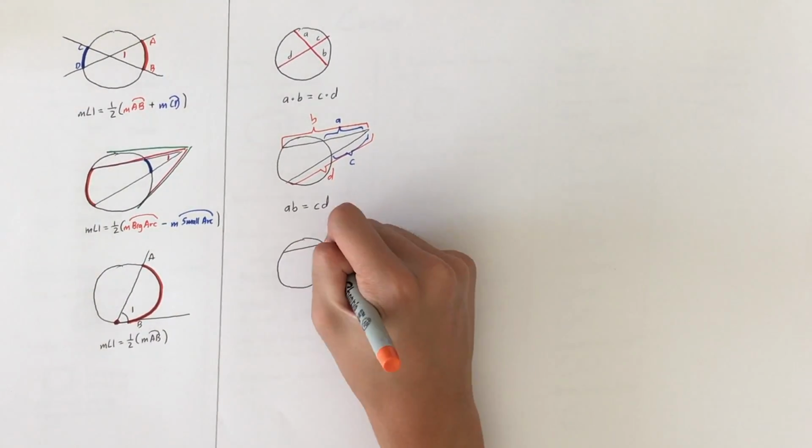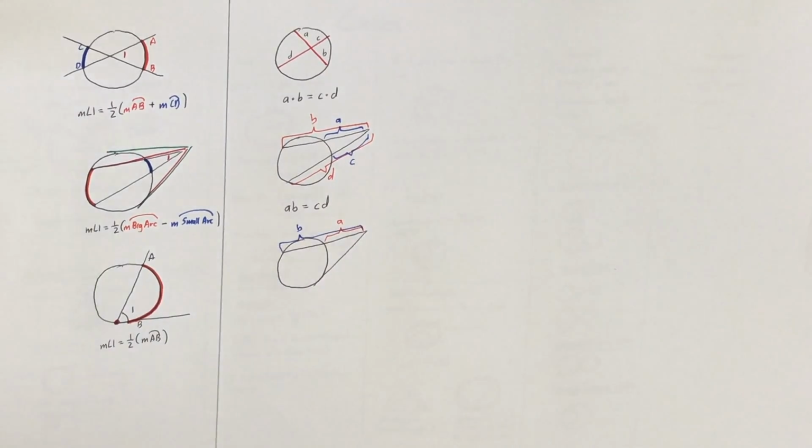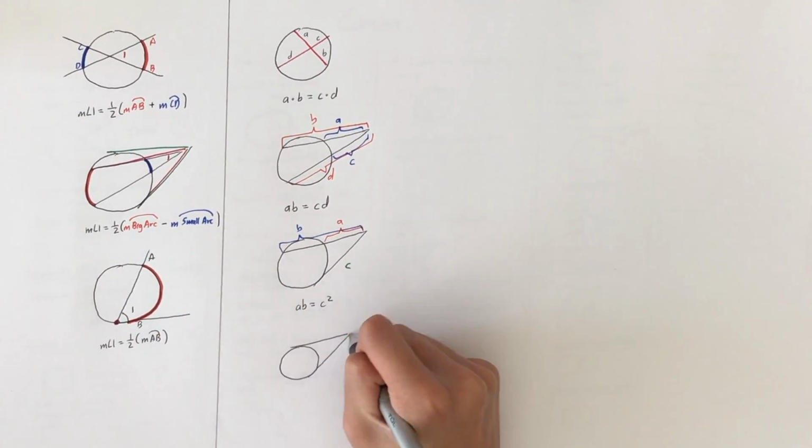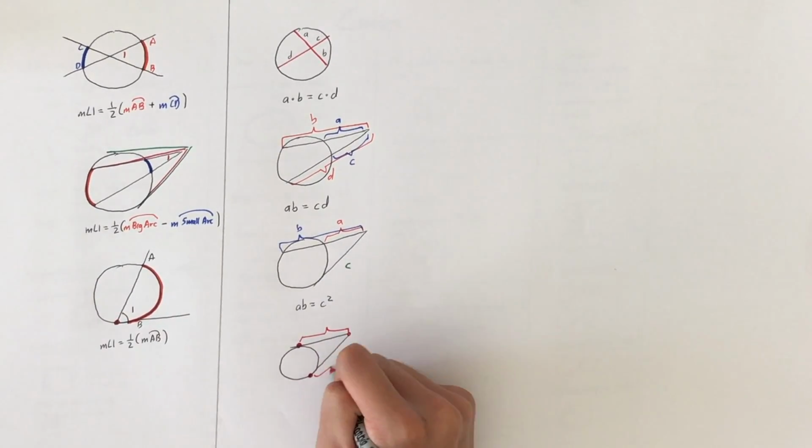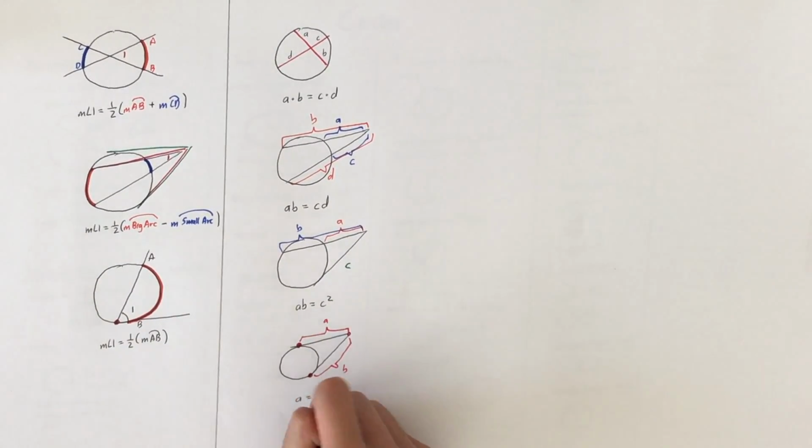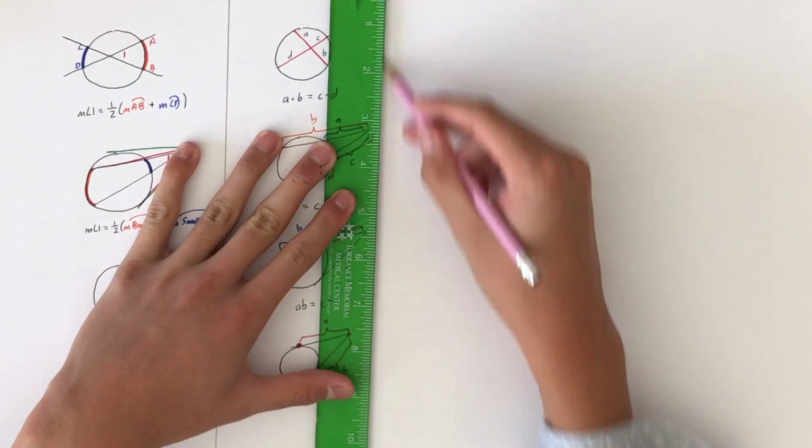And if a secant and a tangent intersect outside of a circle, then the outer part of the secant multiplied by the whole secant is equal to the length of the tangent squared. If two tangent segments intersect outside of a circle, then the tangent segments are congruent.